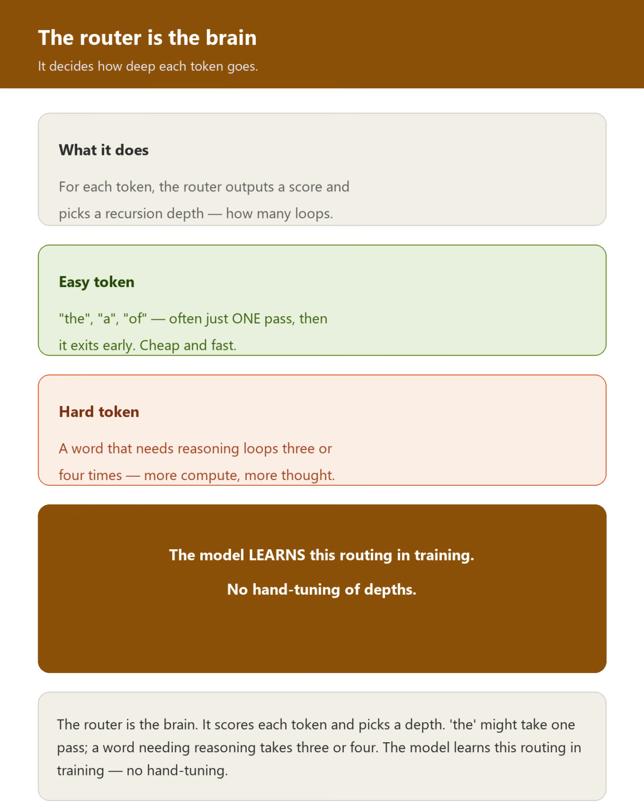The router is the brain. It scores each token and picks how deep to go. A common word like "the" might take one pass, a tricky word that needs reasoning takes 3 or 4. The model learns this routing during training, with no hand tuning.